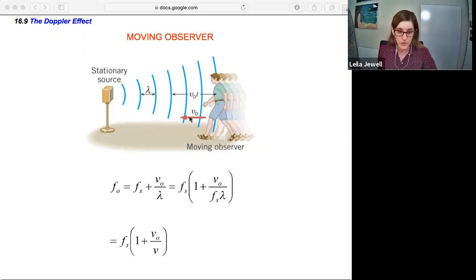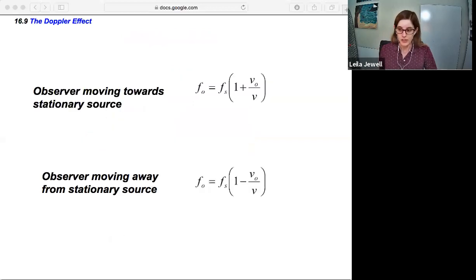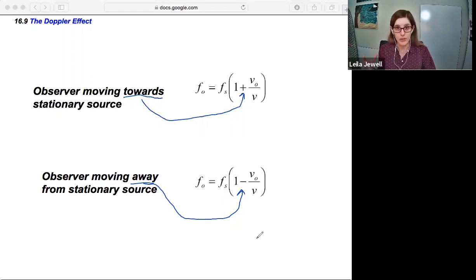So as the observer moves towards, they encounter the crests more frequently, and the frequency goes up. I won't go through the derivation here, but the frequency observed is now the source frequency plus their speed divided by the speed of sound. So it's a slightly higher frequency. So this is our grand takeaway. Observer is moving towards the stationary source. We have this positive sign. If it is moving away from the stationary source, the observer is now a minus sign, because this is reducing the frequency as you're moving away from it.